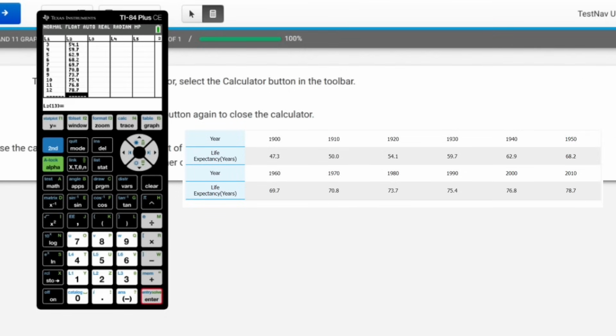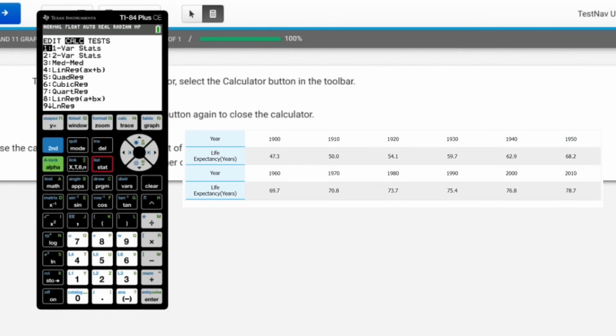78.7. Okay. So we're going to use a logarithmic regression to fit a model to this data. Using the numbers that they wanted us to use, and again, 3 would represent 12 or 19, 20 or something like that. We're going to quit out of this, go to stat, go to calc. And am I going to need to use this equation later on?